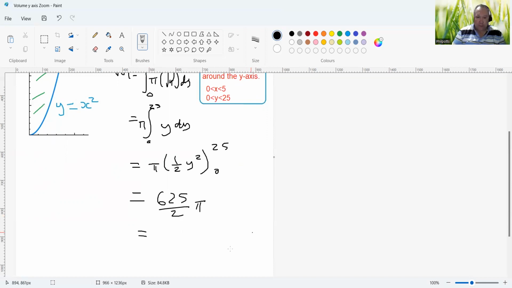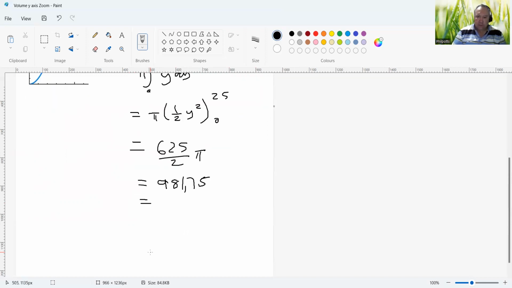And that's going to be 981.75 units cubed. And we're going to round to 3 decimals. And I'm going to use my units as centimeters. So 982 cubic centimeters. And we know that 1 cubic centimeter is a milliliter. So that will be 982 milliliters, which is obviously just less than a liter.